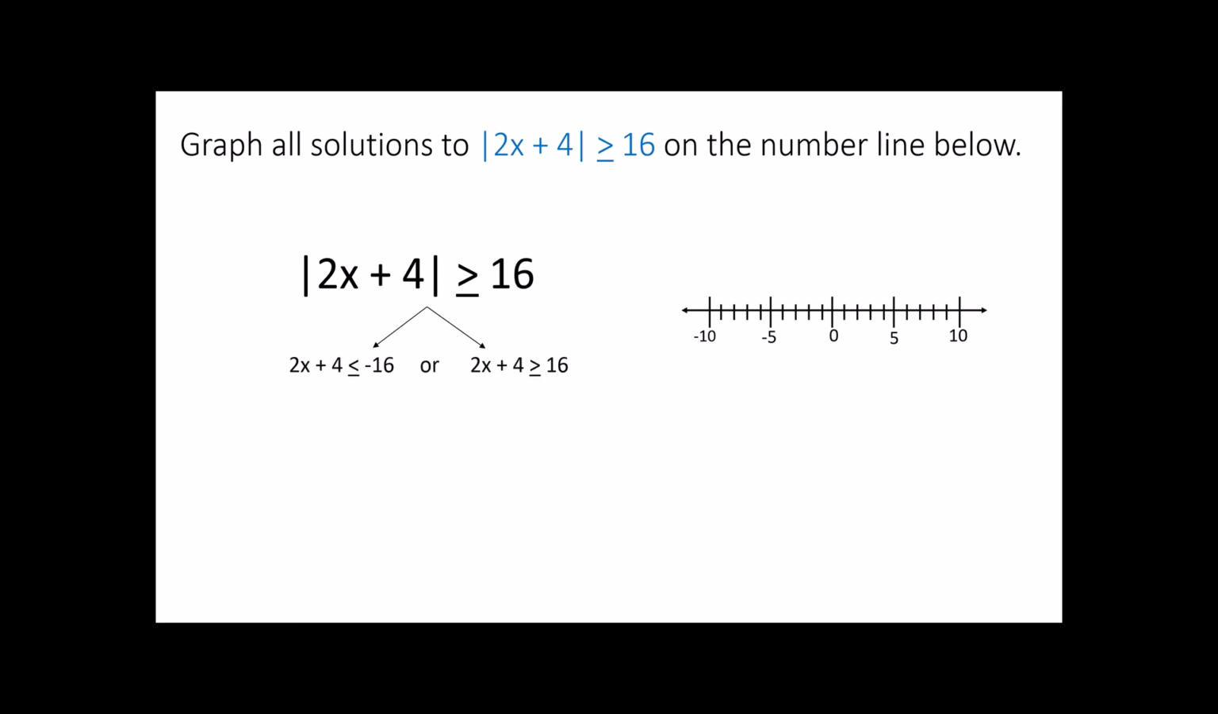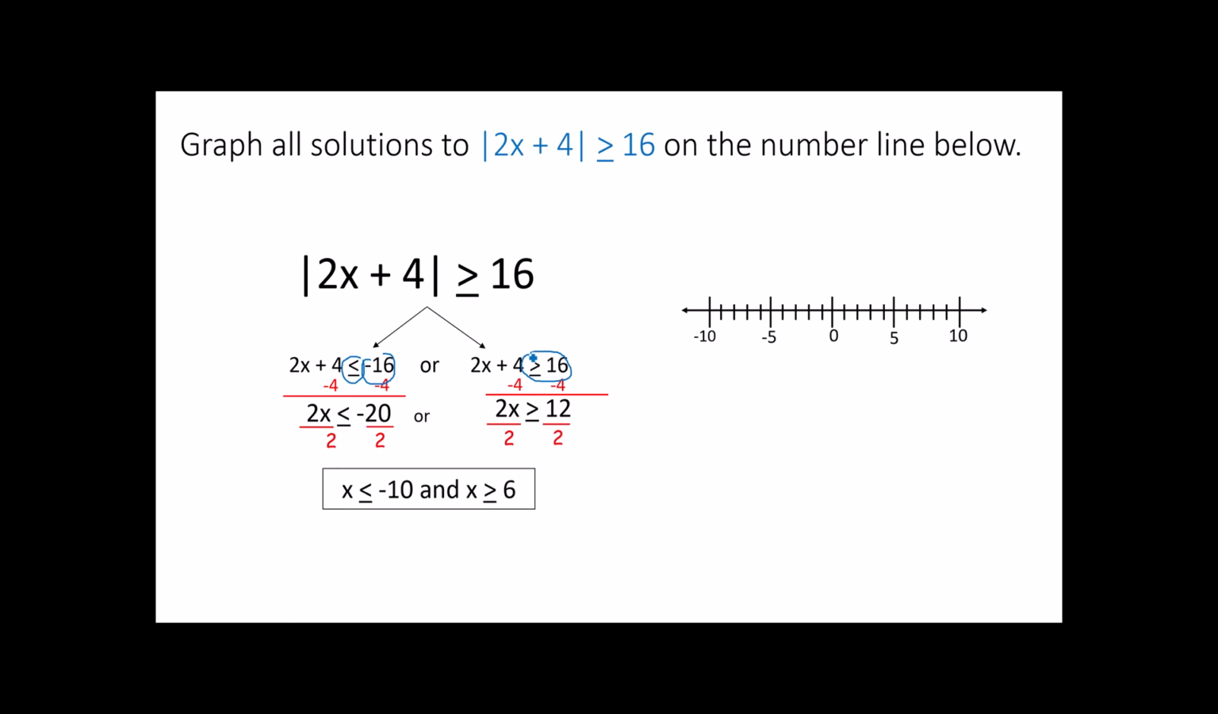Once again, we're going to split this in two. Notice this time I skipped the step where we had the negative over here on the left. Instead, I just reversed the symbol, reversed the number. Same thing over here on the right. It's as given to us. And we can solve this pretty quickly. Notice you get x is less than or equal to negative 10, and x is greater than or equal to 6. Both of which graph very easily on the number line.